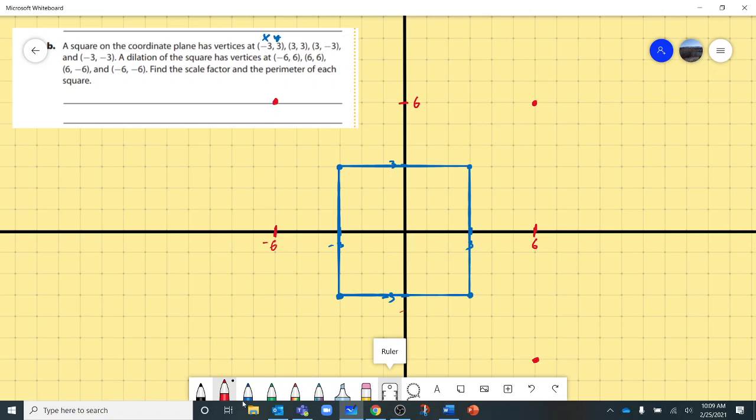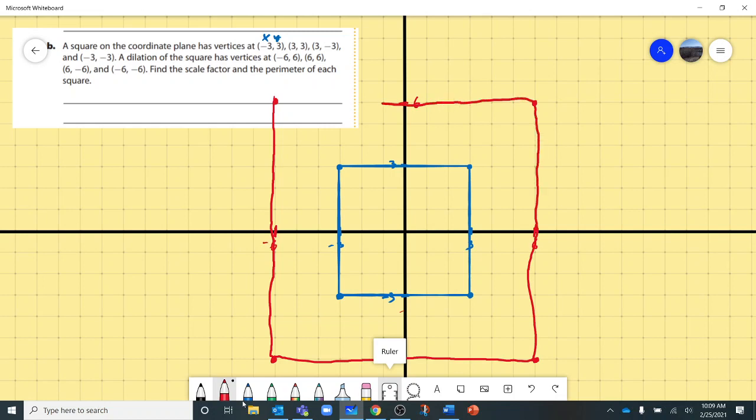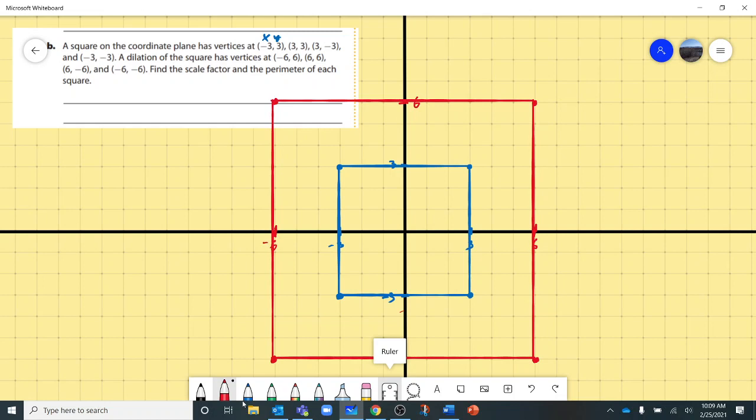Okay, last one is (-6, -6). We go to -6 on the x. We go to -6 on the y. And again, we should have a very nice square when we draw that in. There we go. Okay, so we graphed each.